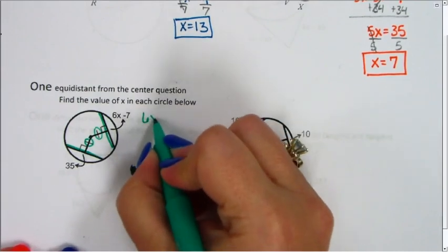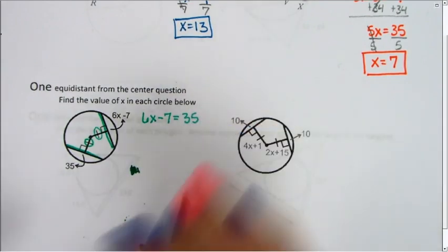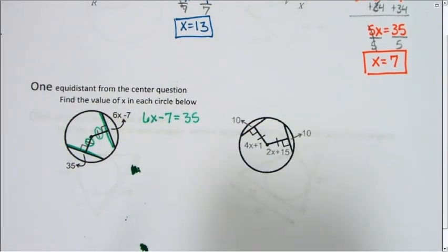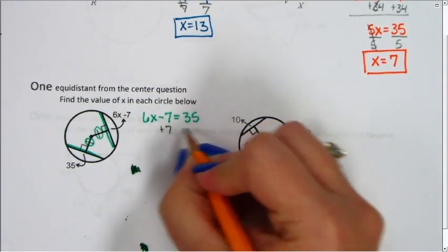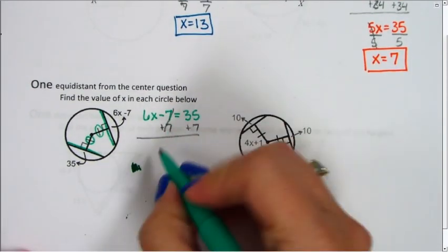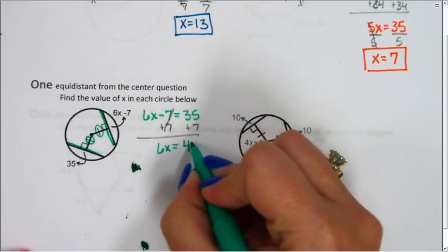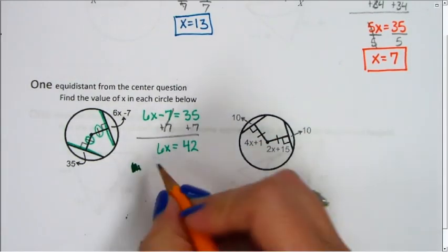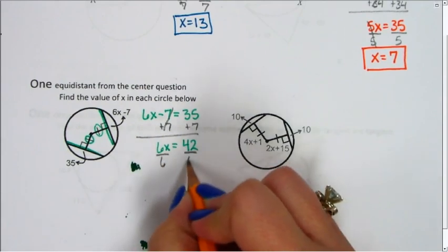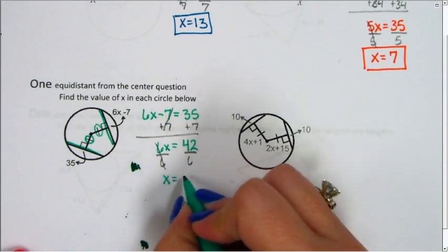So 6x minus 7 is equal to 35. I'm going to add 7 on both sides. 6x equals 42. Divide by 6 on both sides. And x equals 7.